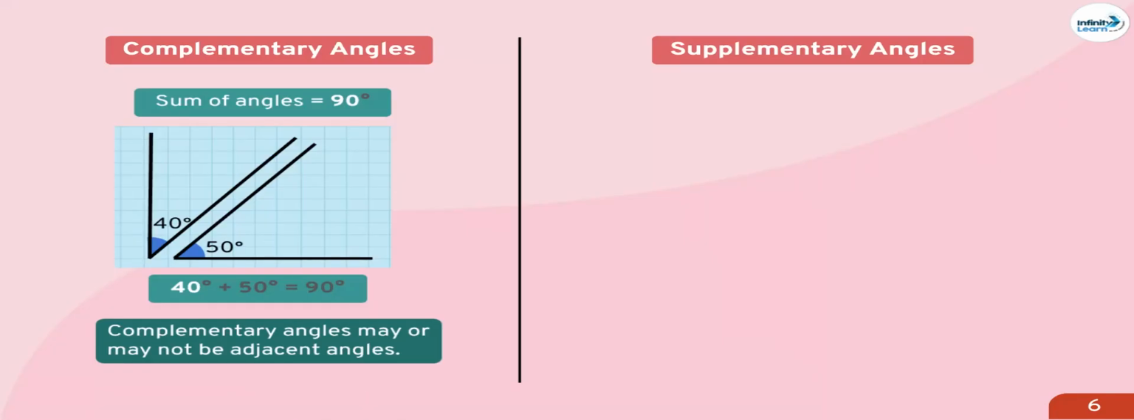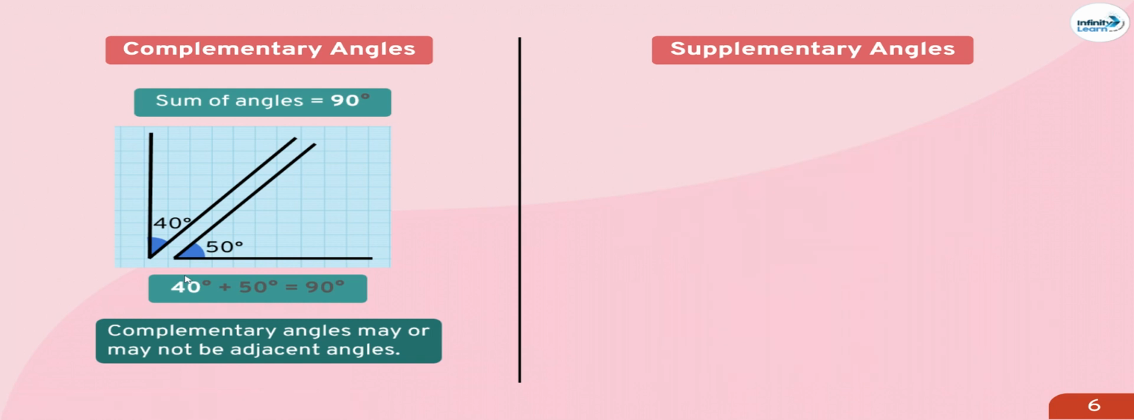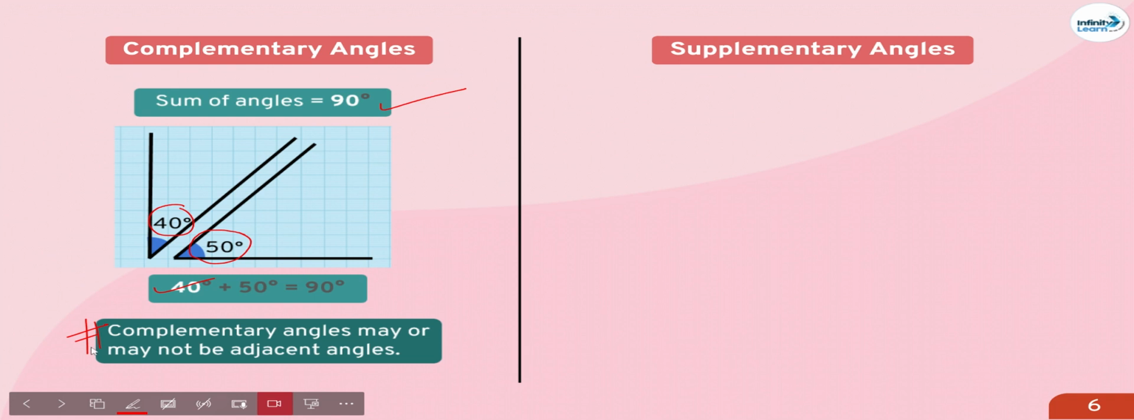Now, talking about complementary angles. What are complementary angles? When the sum of two angles is 90 degrees, they are known as complementary angles. For example, this angle is 50 and this angle is 40. So the sum of the two angles is 90, therefore they are complementary angles. One of the most important notes: complementary angles may or may not be adjacent. It is not compulsory that the two angles forming a complement must be adjacent.